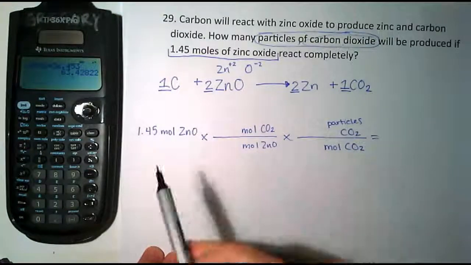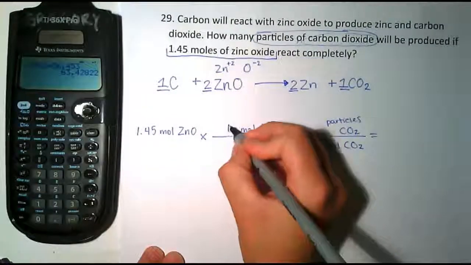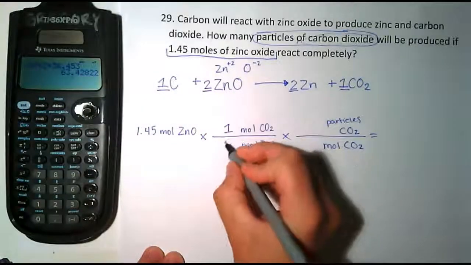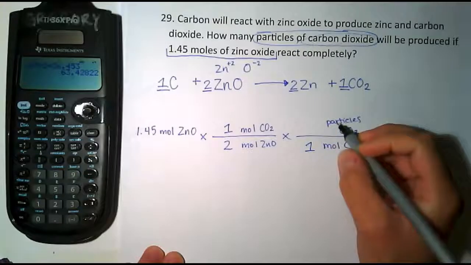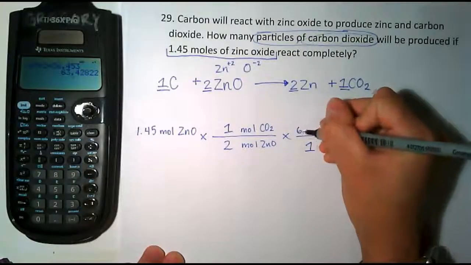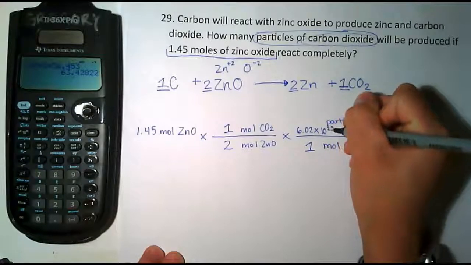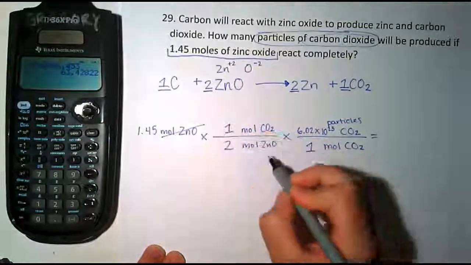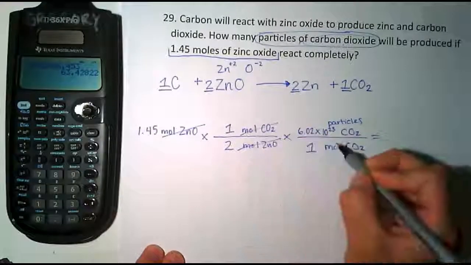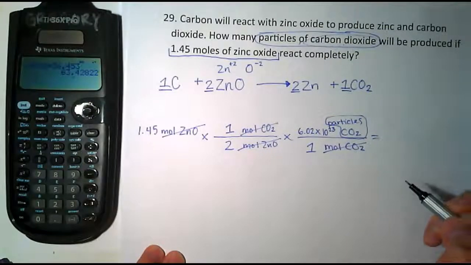Our mole to mole ratio comes from the equation. So there's 1 mole of CO2 and 2 moles of zinc oxide. And then we know that 1 mole is always equal to 6.02 times 10 to the 23rd particles. That's Avogadro's number. So we can cancel moles of ZnO with moles of ZnO, and moles of CO2 also cancels. So we'll be left with particles of CO2.